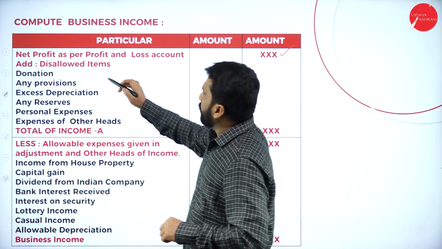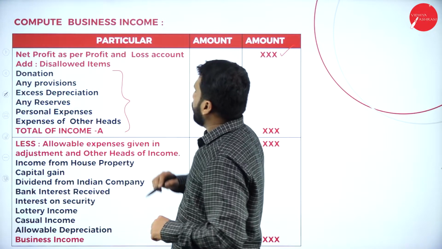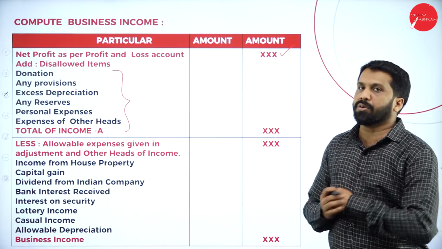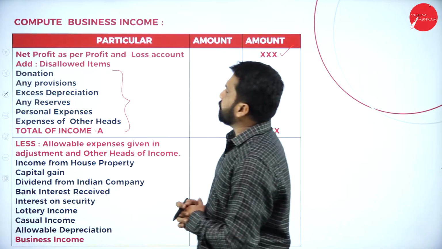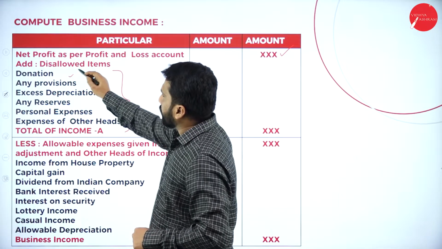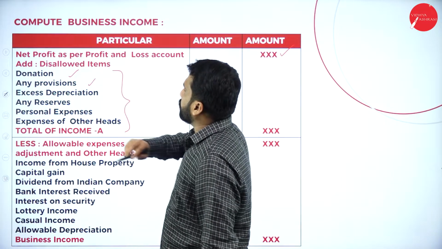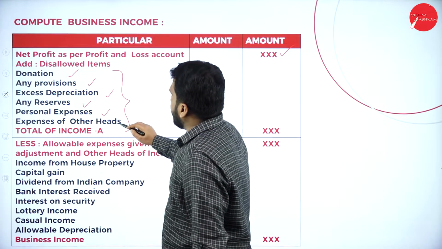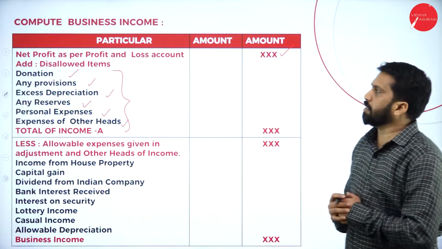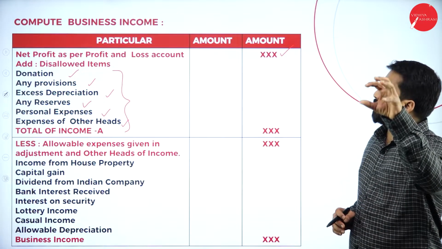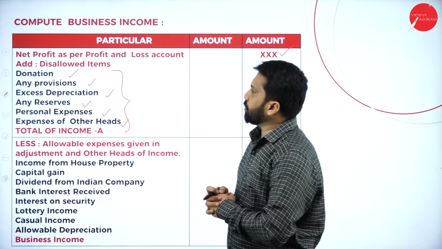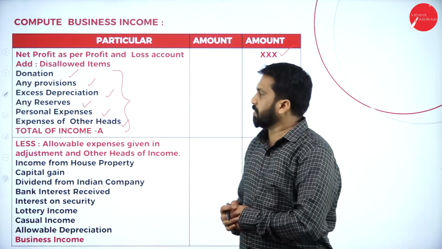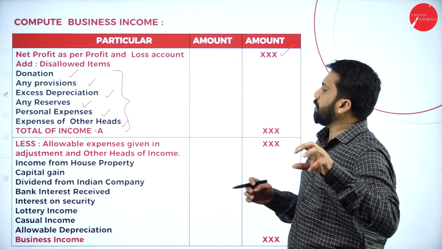Next, add disallowed items. Add what? Disallowed items. Now, what are the disallowed items we have? We have donation, any provisions, excess depreciation, any reserve, personal expenses, expenses of other head. Hope you are clear. We have to add disallowed items like donation, any provision, excess depreciation, any reserve, and personal expenses as well as expenses of other head.